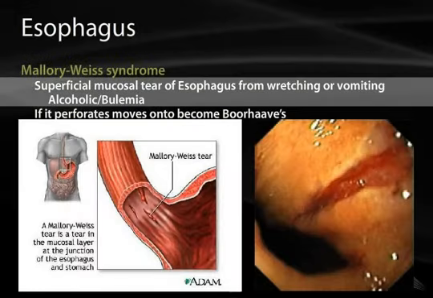Mallory-Weiss syndrome is a superficial tear in the esophagus from retching or vomiting. This is seen numerous times every Friday and Saturday night in the emergency room when patients who've been out drinking or been vomiting for any reason develop a superficial tear in the esophagus from the forces associated with retching. This will often present with the vomiting up of bright red blood.